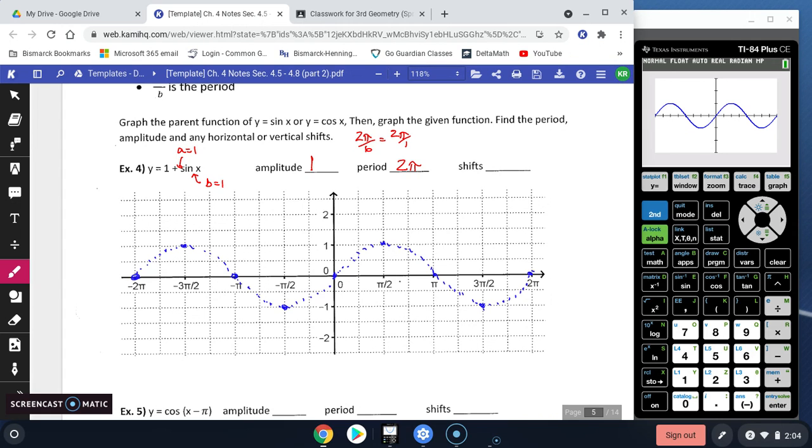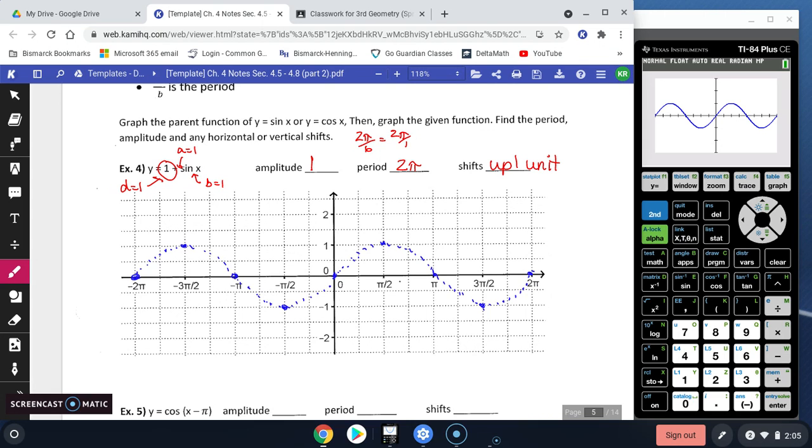All right, the shift. This is what's going to be different. This positive 1, that is the d. d equals 1. So then that is a vertical shift. So you're going to go up 1 unit. Okay, up 1 unit.